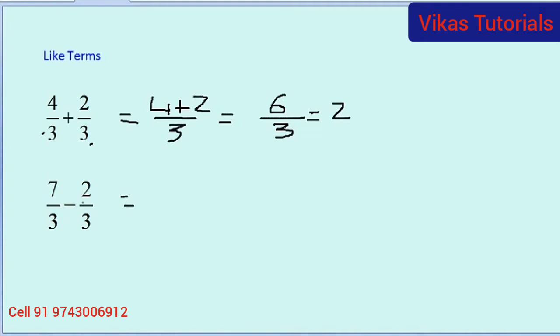We'll come to this example: 7 by 3 minus 2 by 3. The denominators are the same, 3. So we write 3 here. First numerator is 7, sign is minus, second numerator is 2. 7 minus 2 is 5 divided by 3. 5 by 3. So the answer here will be 5 by 3 because 5 and 3 are not multiples of any other common number. So we'll write it as it is.